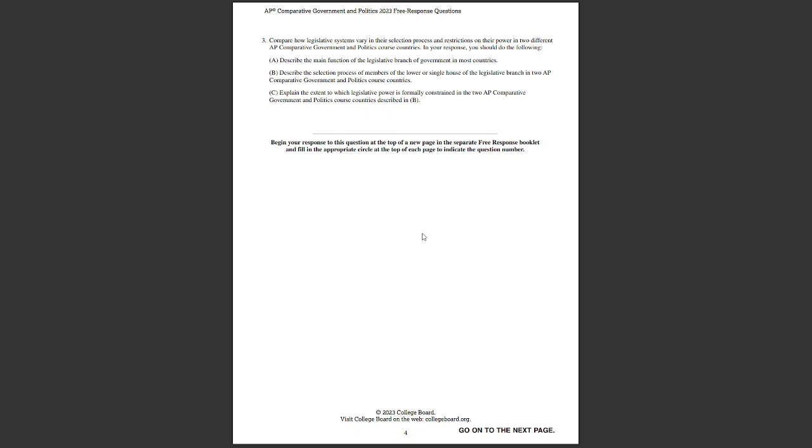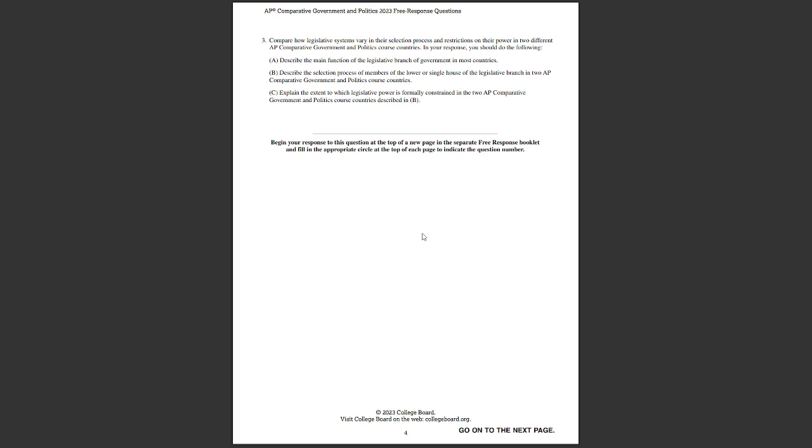What a response around this could look like is: the main function of the legislative branch of government in most countries is to create laws, approve laws, and debate laws from certain policies. Basically, the legislature creates the laws. Everything to do with the creation and the shaping of the laws is done by the legislatures.